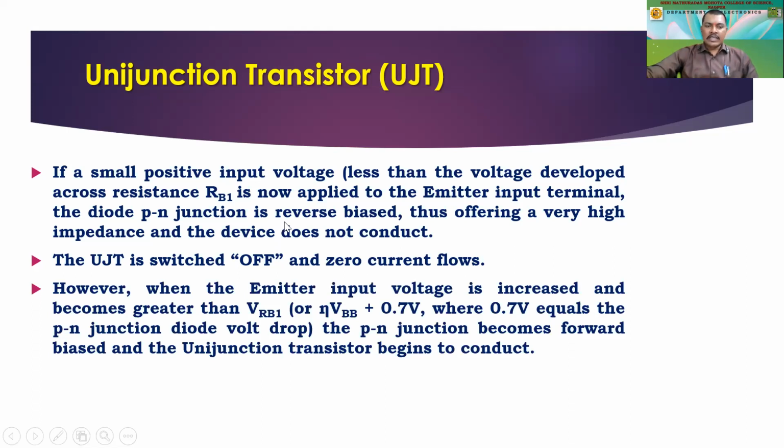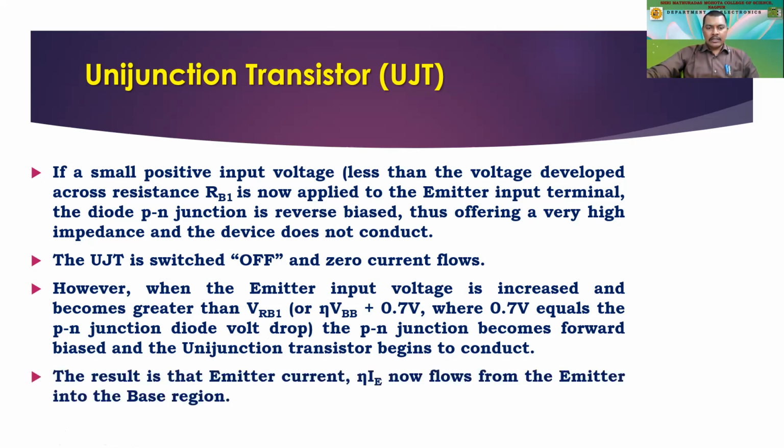However, when the emitter input voltage is increased and becomes greater than VRB1, that is eta VBB plus 0.7 volt, where 0.7 volt is the PN junction diode voltage drop which is required for forward conduction, the PN junction becomes forward biased and the unijunction transistor begins to conduct. Now you'll see this in the graph, right?